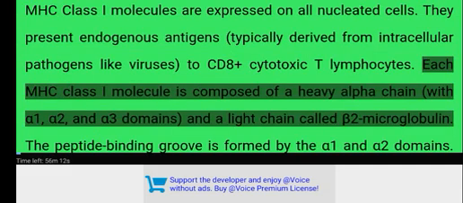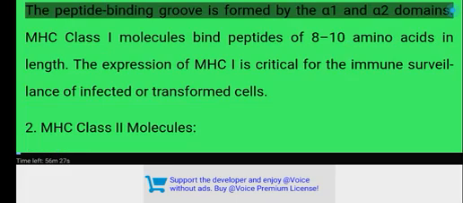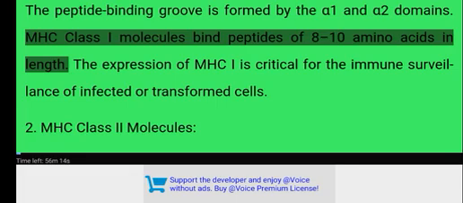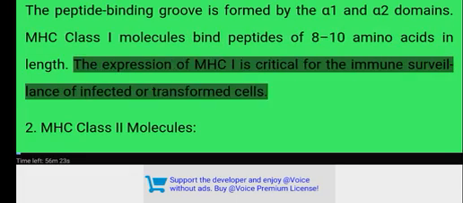Each MHC class 1 molecule is composed of a heavy alpha chain with alpha 1, alpha 2, and alpha 3 domains and a light chain called beta 2 microglobulin. The peptide binding groove is formed by the alpha 1 and alpha 2 domains. MHC class 1 molecules bind peptides of 8 to 10 amino acids in length. The expression of MHC I is critical for the immune surveillance of infected or transformed cells.